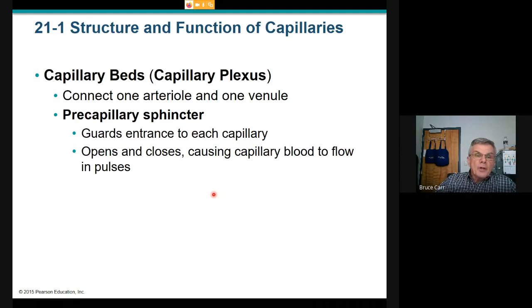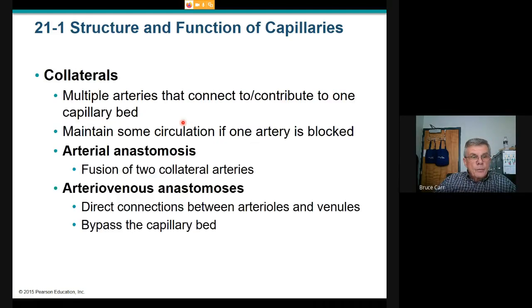Typically, the capillary plexus will connect one arteriole to a venule and be controlled by a precapillary sphincter, a ring of smooth muscle fibers, and sometimes only two smooth muscle cells will ring the arteriole right in front of the capillary bed. So when they contract, they can squeeze that arteriole closed and deprive that capillary bed of blood. When they relax, blood pressure pushes them open and blood flow is restored.